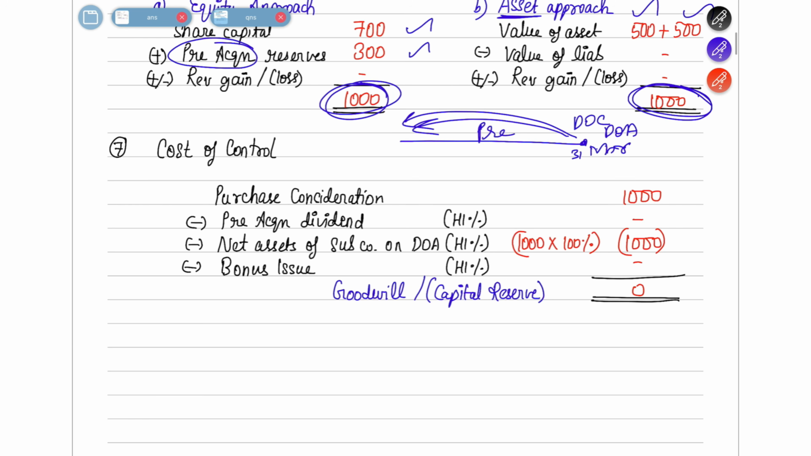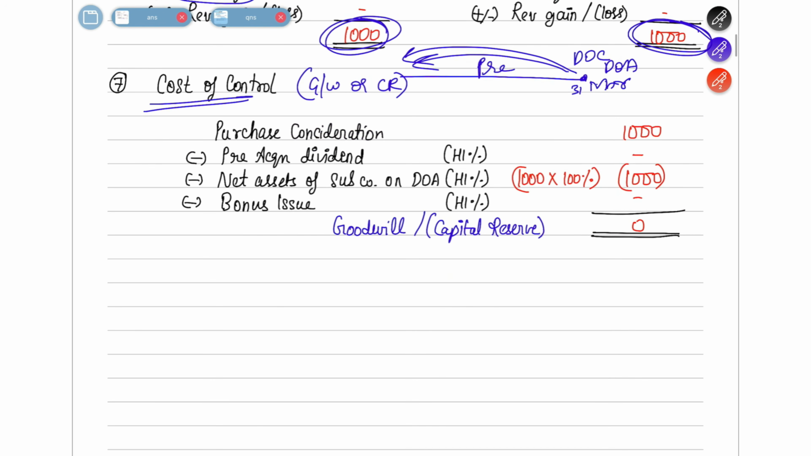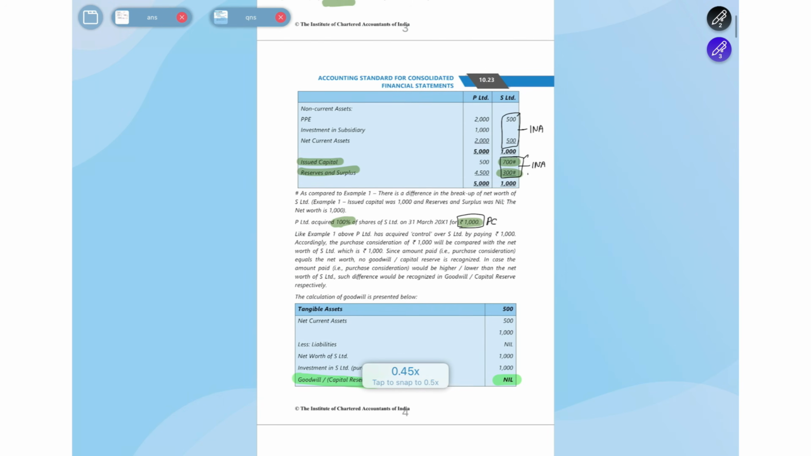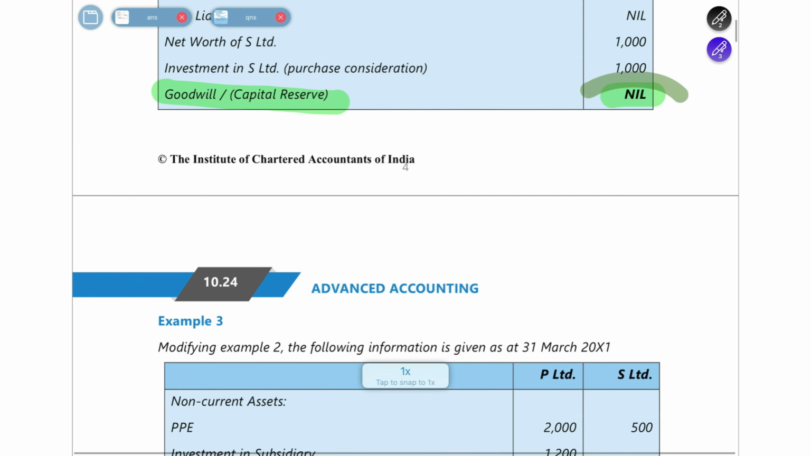Okay. Next step, you find out the cost of control, which means the goodwill or the capital reserve. Your purchase consideration is 1000, as given in the question already. Your net assets were also 1000 only, and you had acquired 100% of the 1000 net assets. So you paid a PC of 1000 rupees to acquire net assets of 1000. So you have neither gained anything nor lost anything. There is no goodwill or capital reserve, so our answer is going to be 0. If you see, in example number 2 the answer is again 0. So example number 2 is also clear.